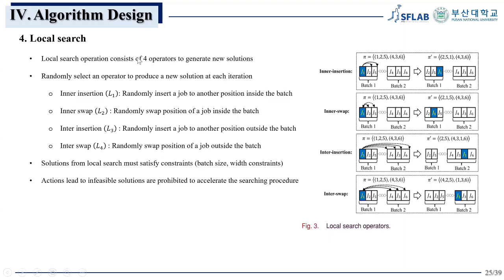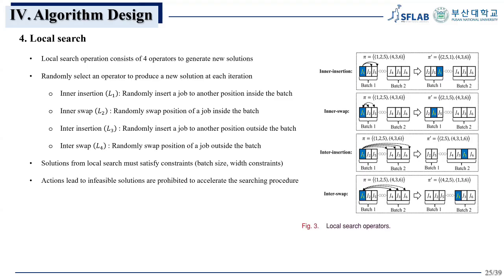For the local search operator, it consists of 4 operators to generate a new solution. For each iteration, we will randomly choose an operator to produce a new solution. The operators will be denoted from L1 to L4. The first, L1, is inner insertion. We randomly insert a job to another position inside the batch.